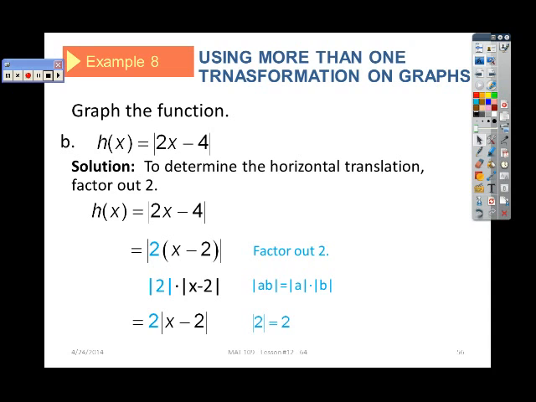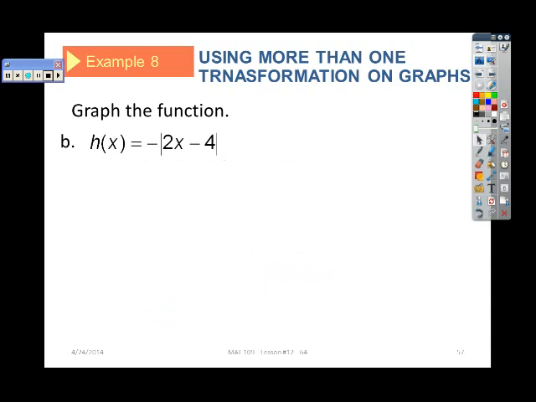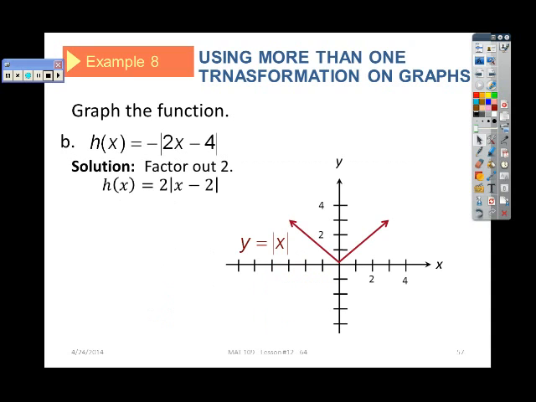That one now we can recognize as being a V shape, which is shifted to the right by 2 units, and we've stretched it away from the x-axis. There's our basic shape. There's our function here. We've moved it 2 units to the right, and we've stretched it up.